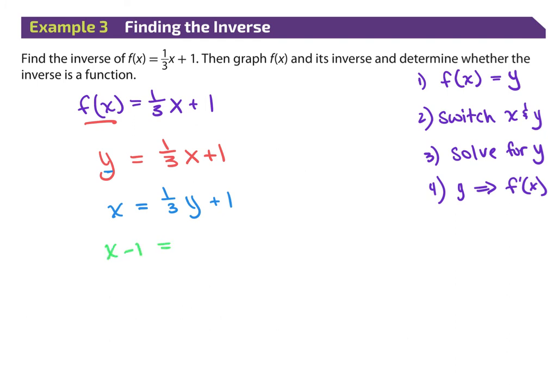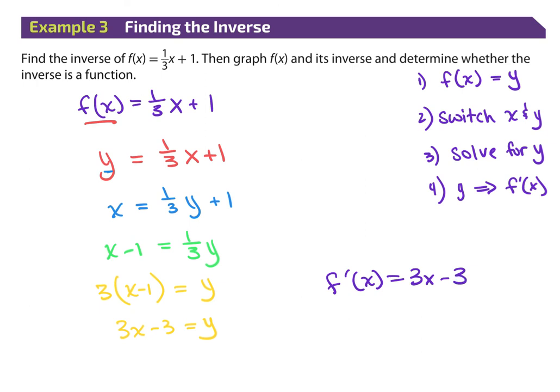And then what's my last step here? Multiply by 3. Keep in mind, when I multiply this side by 3, anything with a plus or minus has to be grouped. I do want to distribute. All right. So my inverse here looks like this. F prime, our inverse here, is 3x minus 3. All right, 3x minus 3.